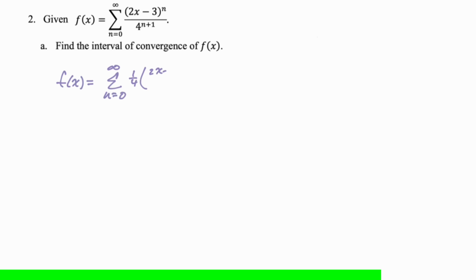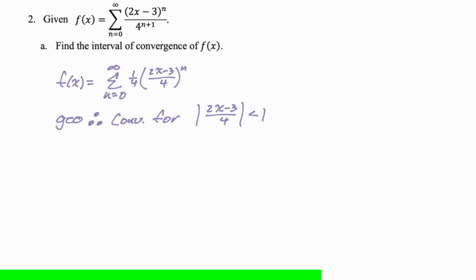I'm going to take 1/4 out, right? I'm rewriting 4 to the n plus 1 as 4 to the n times 4 to the first. And then 4 to the first in the denominator is 1/4 overall. So we have this. Now it's pretty clear to me that this is geometric. And a geometric will converge for the absolute value of r less than 1. r is 2x minus 3 over 4.